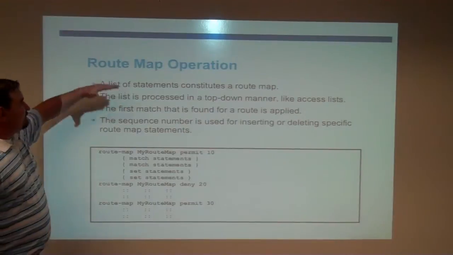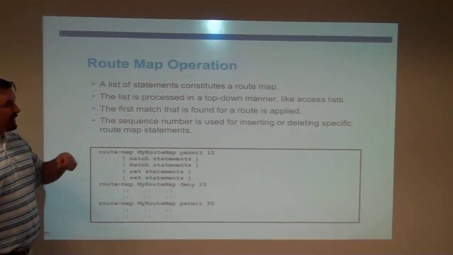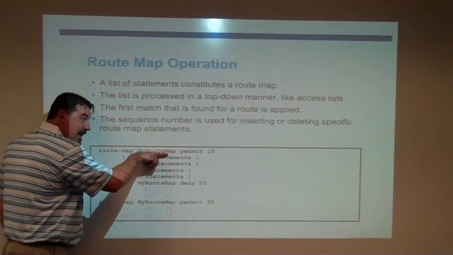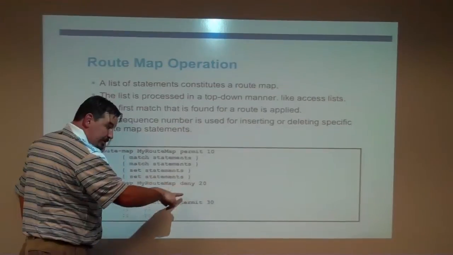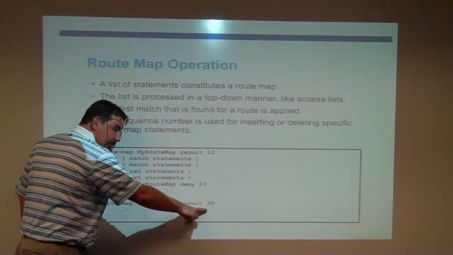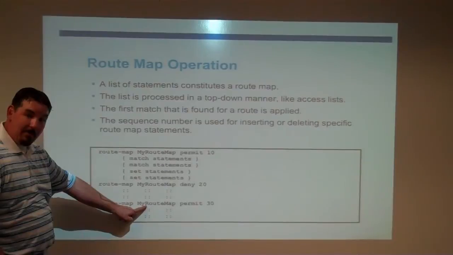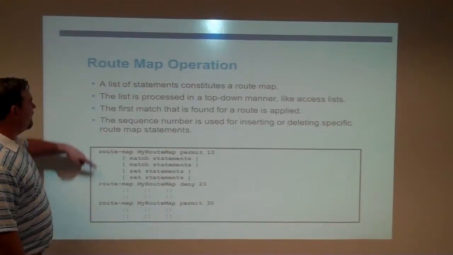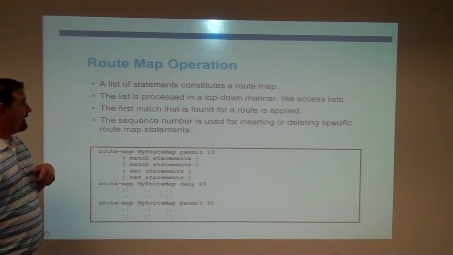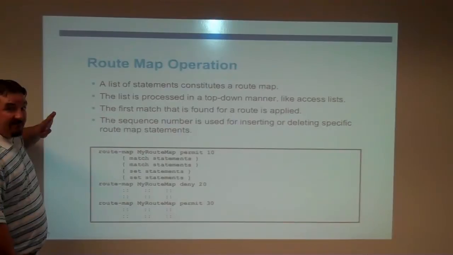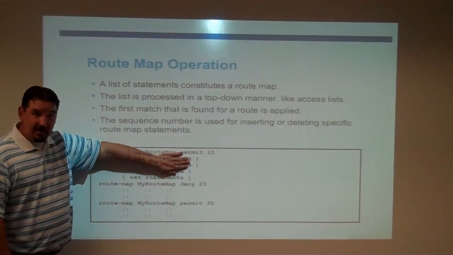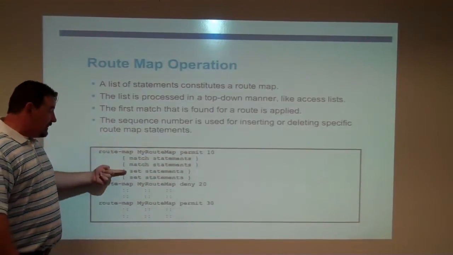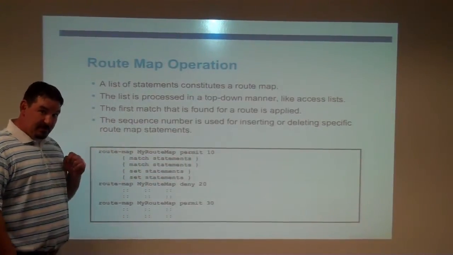So when we look into route map operation, it's a list of statements that constitutes a route map, just like we saw in an access list. So we'll have a route map and the name of our route map. You'll have either a permit or deny statement, and then we'll have sequence numbers. All of these being part of the exact same route map name would be different sequences, or different statements, in that same route map. The list is processed in a top-down manner, just like an access list. So I'm going to evaluate that packet to see if it matches the first statement in the route map. If it does, I'm either going to permit or deny based off of that. And like we said, we can also set different attributes about that particular packet as well.